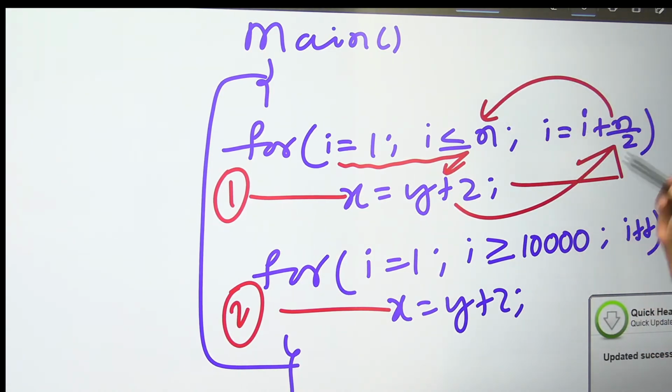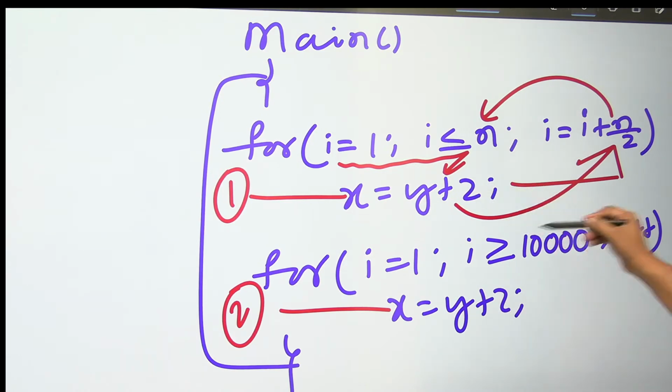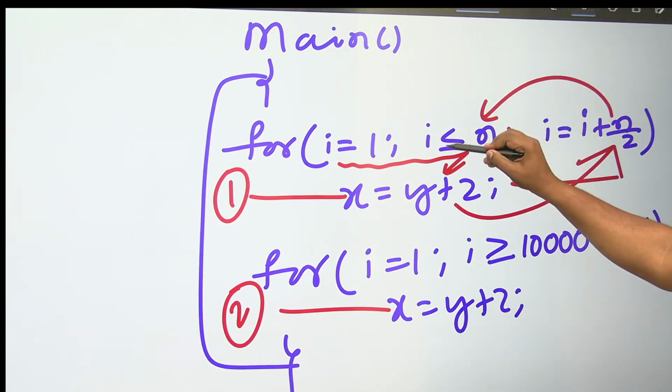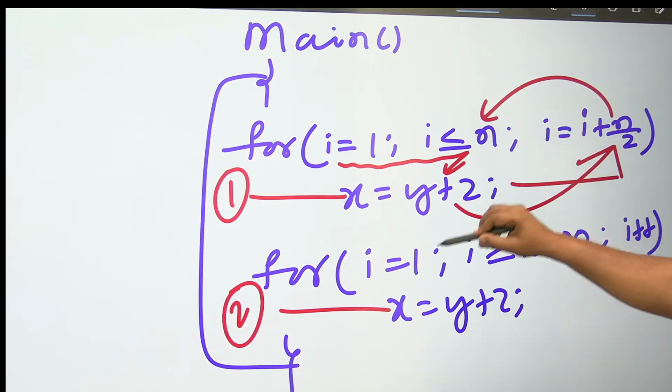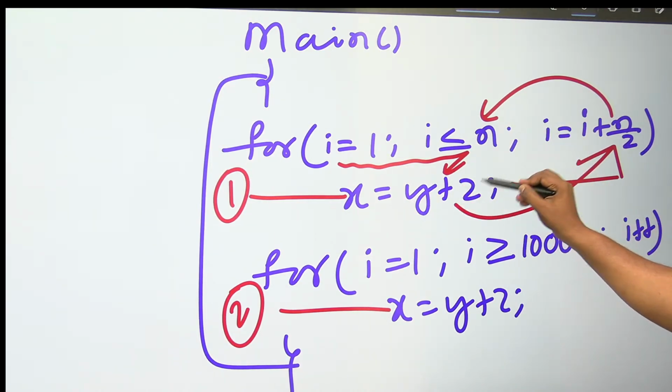Please be careful. The i value is initially 1. 1 is less than or equal to n, true, so it will execute. Next, i equals i plus n by 2, so every time it is adding n by 2. The i value is already 1, so it becomes 1 plus n by 2. Next time, 1 plus n by 2 is less than or equal to n, true, so x equals y plus z will execute.